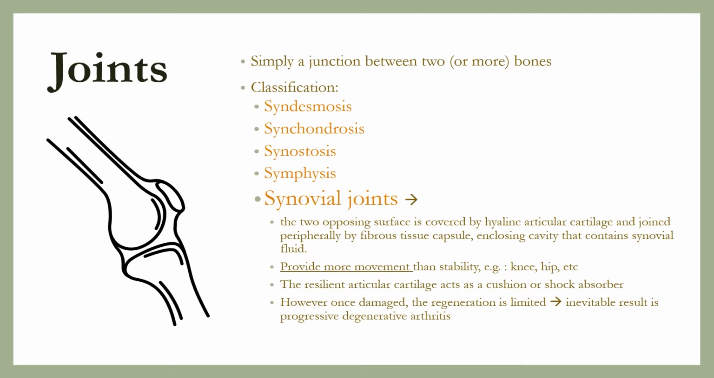The resilient articular cartilage acts as a cushion or shock absorber. However, once damaged, the regeneration is limited. The inevitable result is progressive degenerative arthritis.